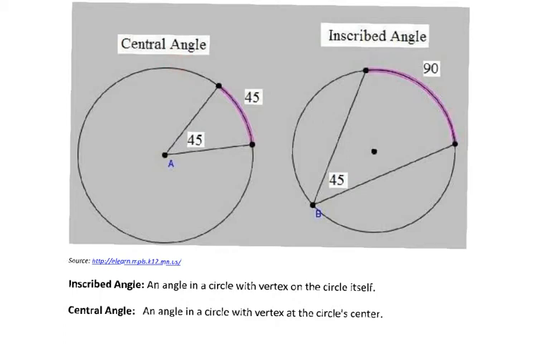A central angle, the arc measure and the angle are always going to be the same. So here the arc is 45 degrees and the angle is 45 degrees. That pattern holds true all the time for central angles. An inscribed angle is always going to be half the arc. So the arc measure here is 90 degrees and the angle measure is 45 degrees. The inscribed angle is always half of its corresponding arc. So those are the two rules that we need to learn and memorize and know for the following questions.